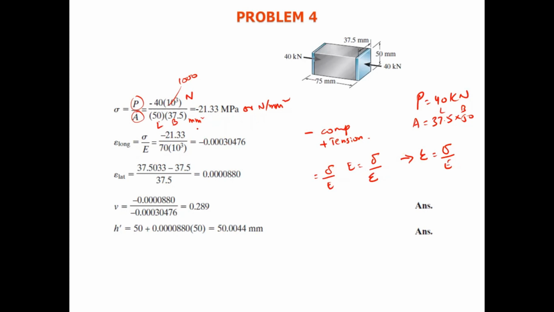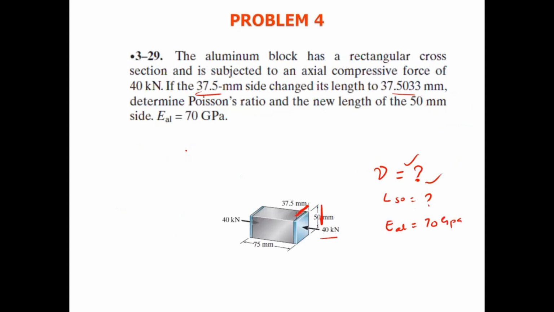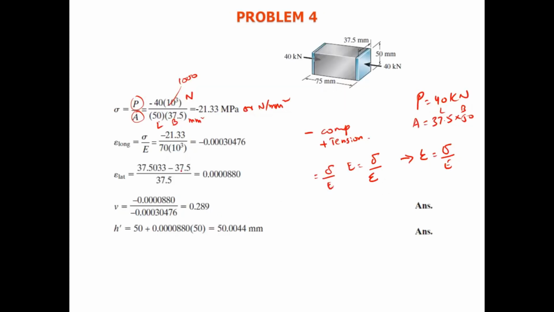So we have stress 21.3, and we know the E as well. It is given for aluminum, 70 gigapascal. So we put the values, and to make it megapascal, we multiply by 10 to the power 3. Now we got the longitudinal strain. This is the value of longitudinal strain.